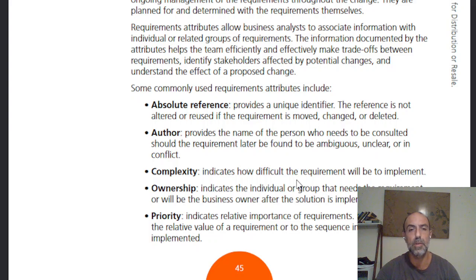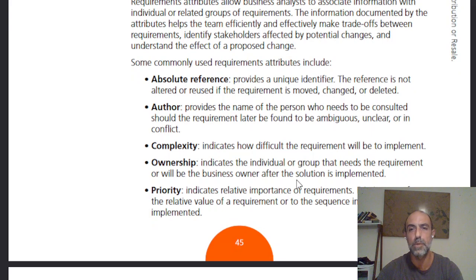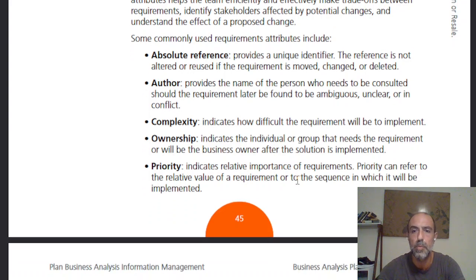So that kind of creates a documentation of where to go in case something happens. A verification of sorts: why does this matter? Oh, because this guy did this research to get to this point. Complexity indicates how difficult the requirement will be to implement. Ownership: the individual or group that needs the requirement, or will be the business, right? Like we were discussing, warehouses are different than accounting, different than I don't know what.